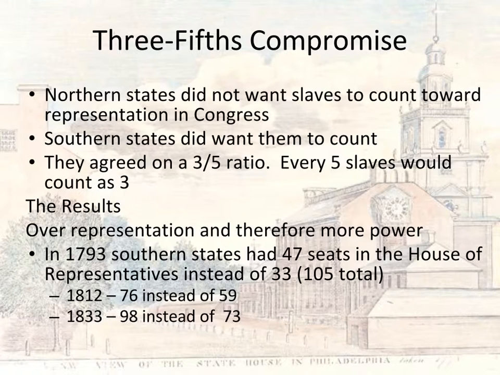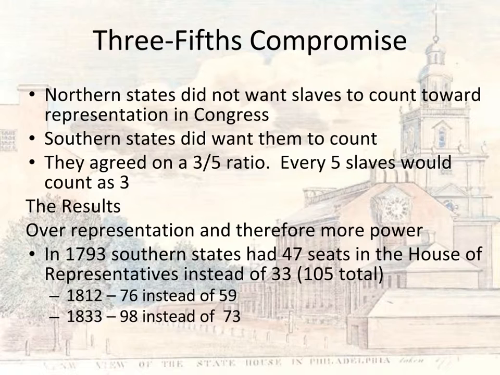So they argued back and forth, and ultimately they decide, okay, we will have a compromise, and it's known as the 3/5 compromise. They agree on a 3/5 ratio where every 5 slaves would count as 3 towards their population. And this is a benefit for the southern states because it gives them more representatives.